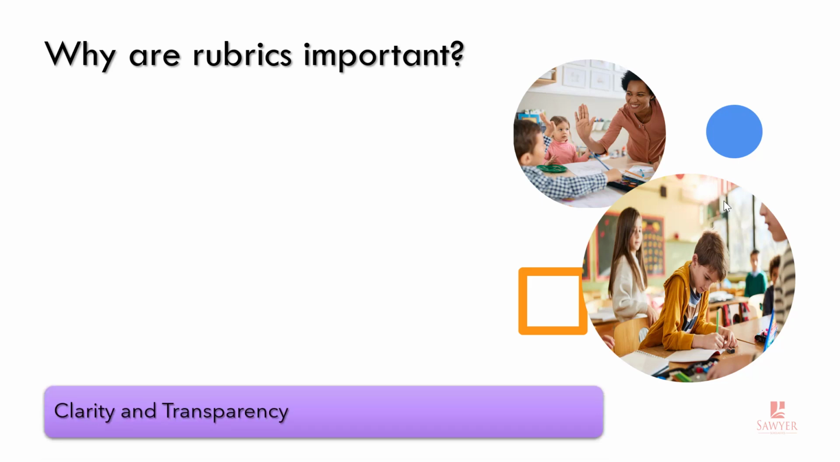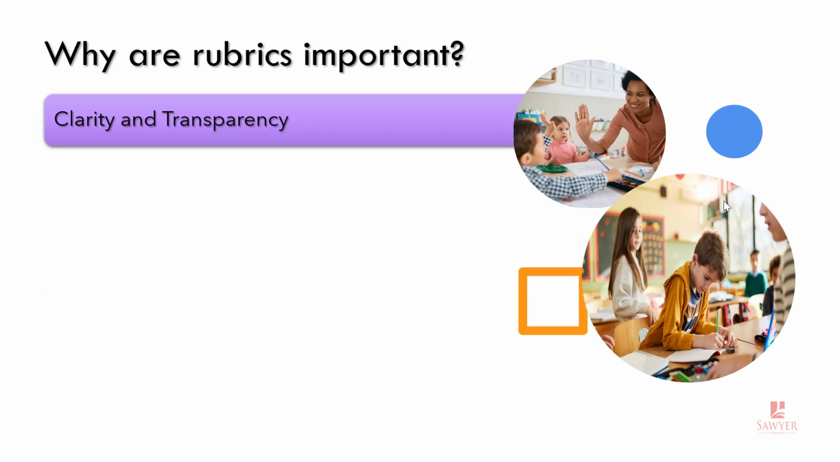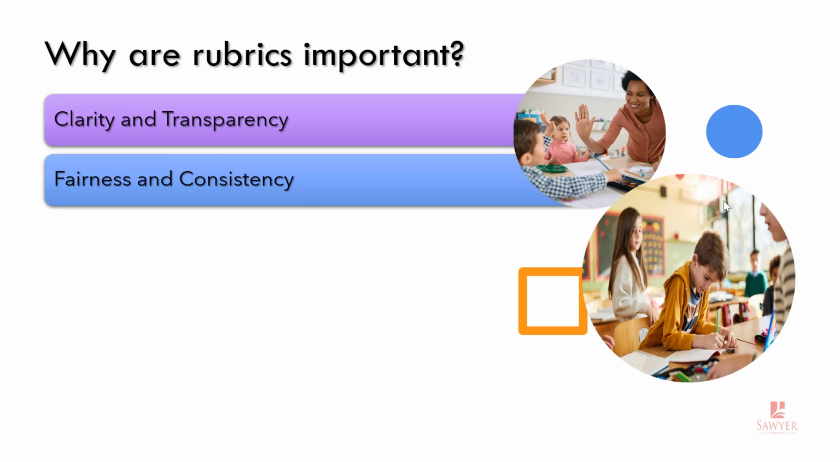Okay, so why are rubrics important? Of course, they provide us with clarity and transparency. We know this from the other day. There are clear expectations. Students know exactly what is expected of them, and they're able to strive to fill in the highest level according to our descriptors, right?